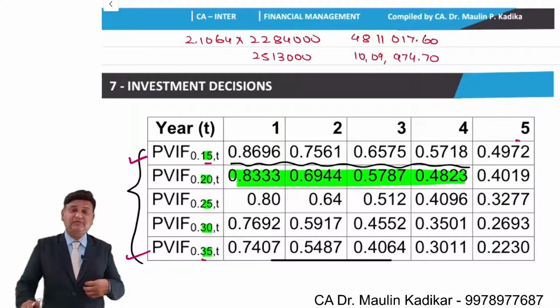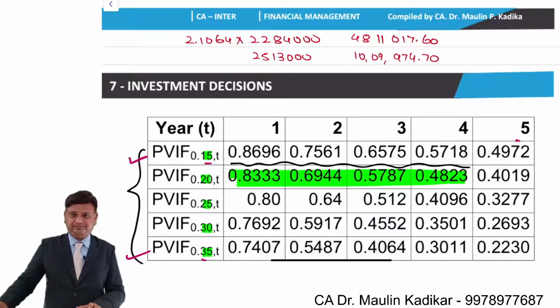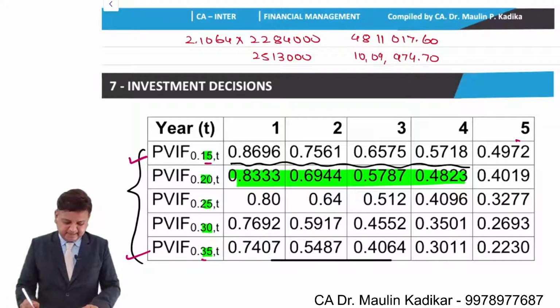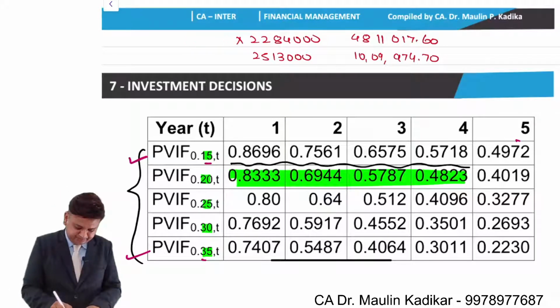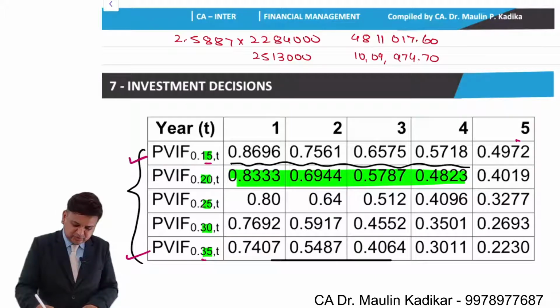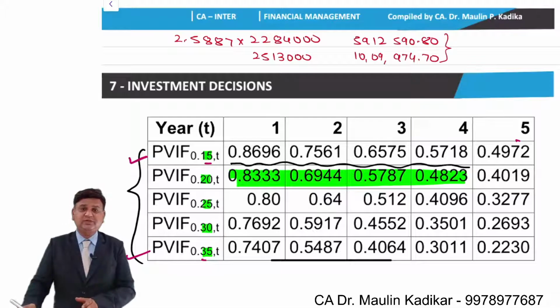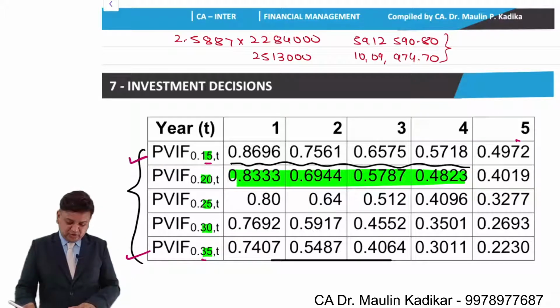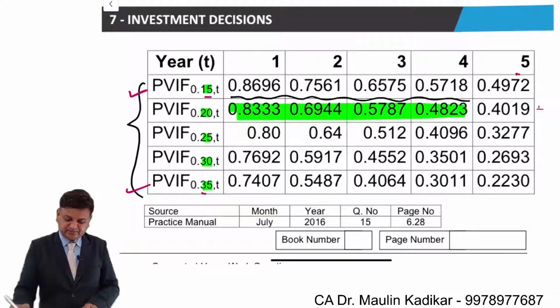So the NPV is positive at 20%. I'm sorry, this total is wrong. This is 2.5887 into 22,84,000. So this comes to 59,12,500. So definitely the total of these two is exceeding 58,50,000. So 20% NPV is positive.